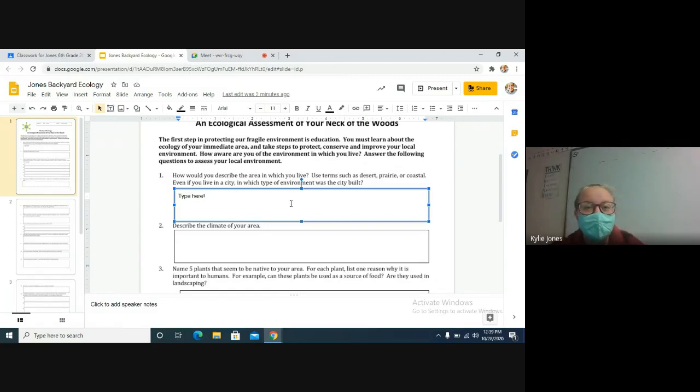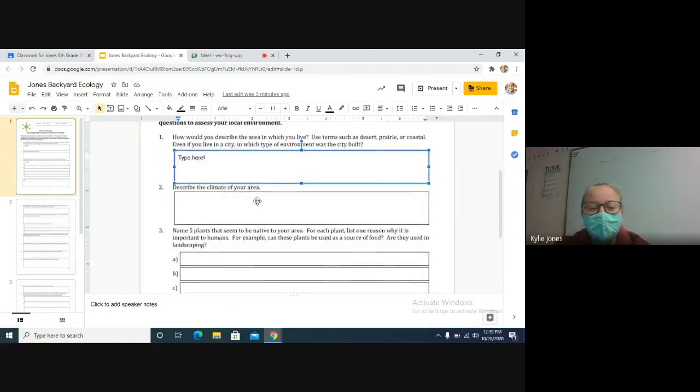Coastal means that you live near the coast, like a beach. Do we live near the beach? No. The answer to that is no. We do not live near the beach. If you live in a city, which we kind of do, which type of environment was the city built on? So you'll answer number one, complete sentence.